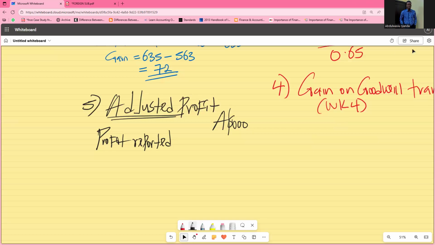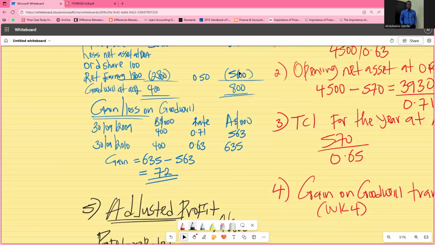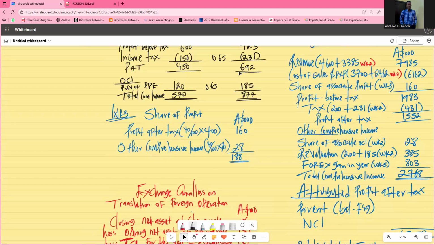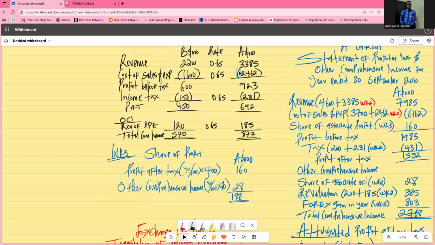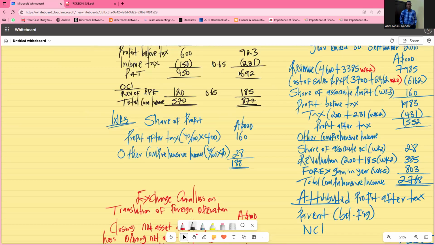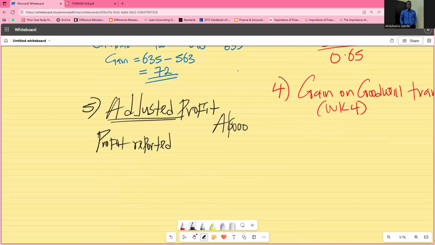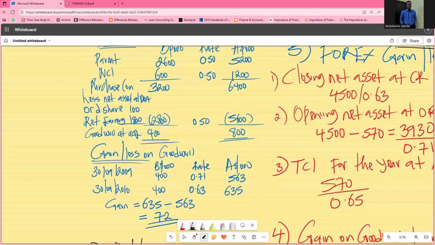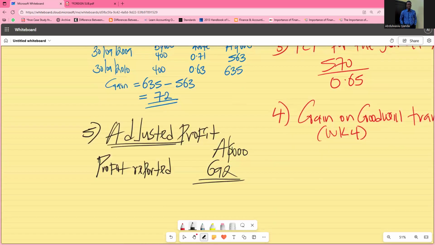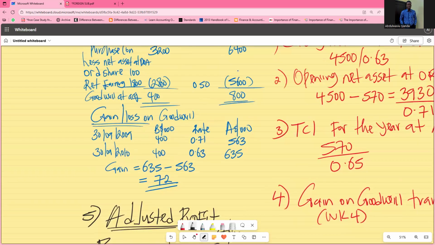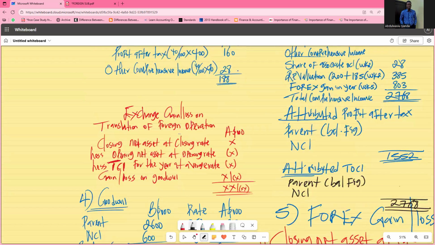Profit reported is that you just go back to your working 2. In working 2, what is the profit? The profit reported is 692, and there's not any adjustment. Sometimes you can have unrealized profit, but this one is 692, no PUP, nothing. So sometimes we don't even show the working, but just study the format of the adjusted profits. You can always check the introduction class very well.